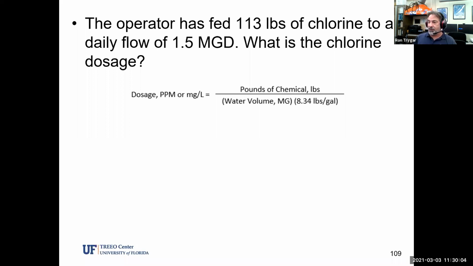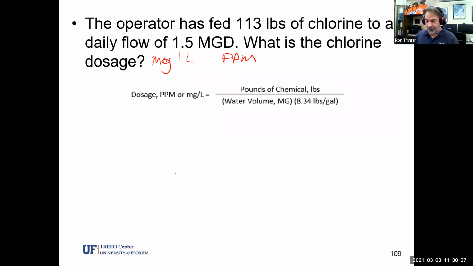All right, so here we have the first question. The operator has fed 113 pounds of chlorine into a daily flow of water, and the daily flow was 1.5 million gallons per day. So the question is asking us, what is the actual chlorine dosage? And the chlorine dosage is either milligrams per liter or ppm. We're trying to figure out either one of those. That's the hidden thing we're trying to find.